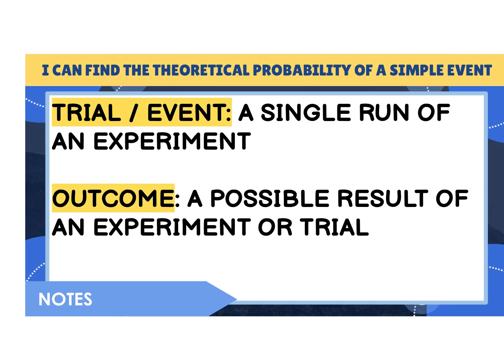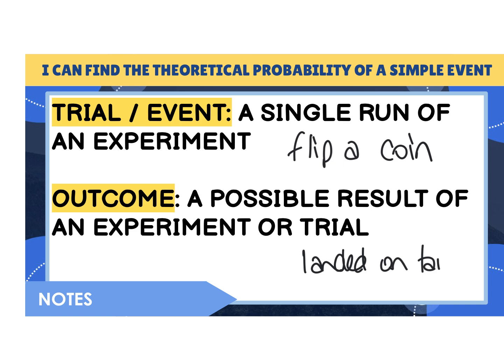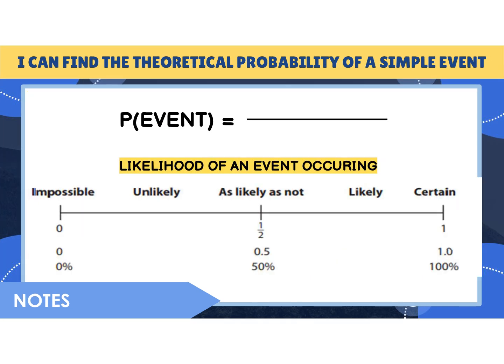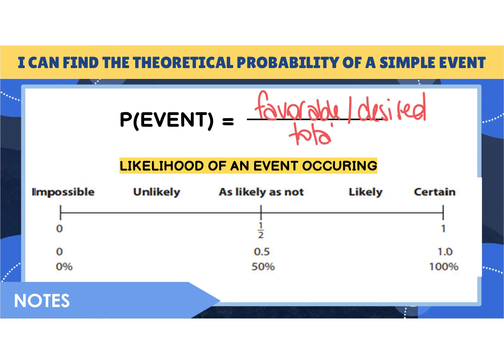So we have a trial or event, which is a single run of an experiment. And we have the outcome, which is the possible result. So a trial or event could be that we're going to flip a coin. And the outcome would be that it landed on tails when we flipped that coin. The probability of an event is the favorable or the desired, what we wanted to happen, over the total. We are comparing what we want to happen over the total.